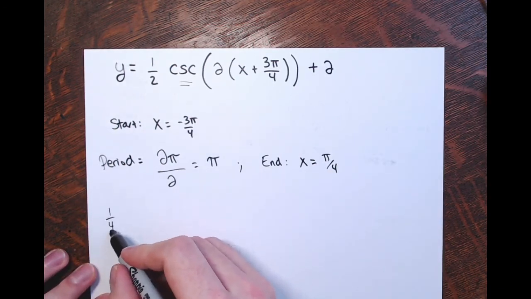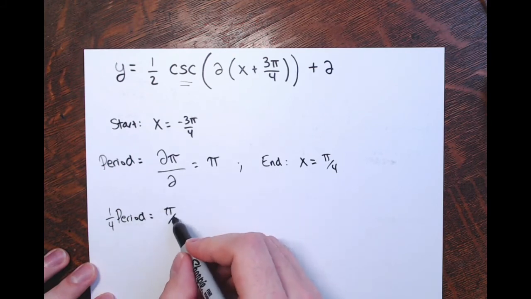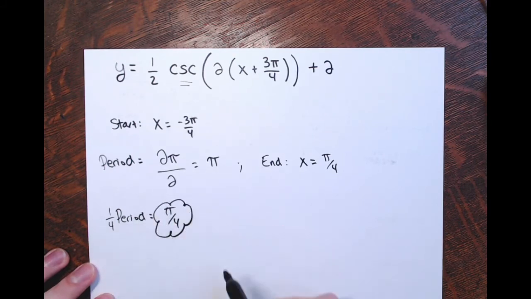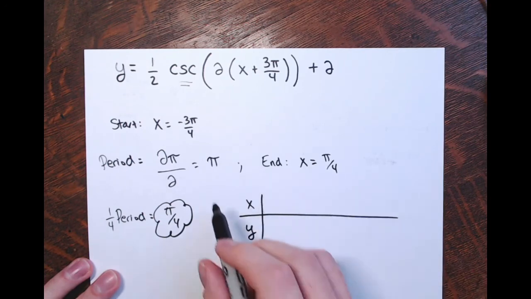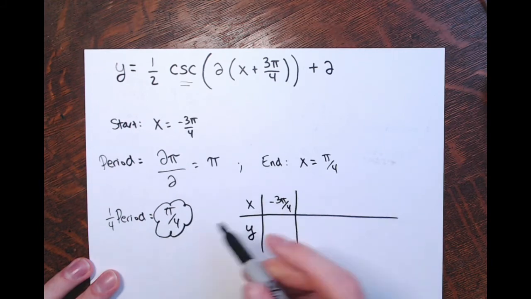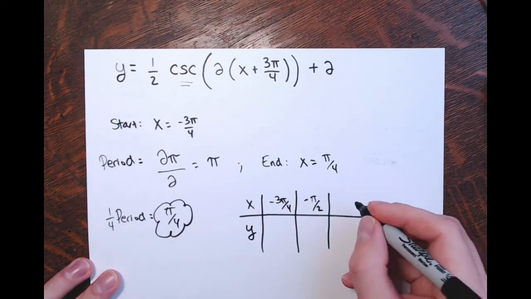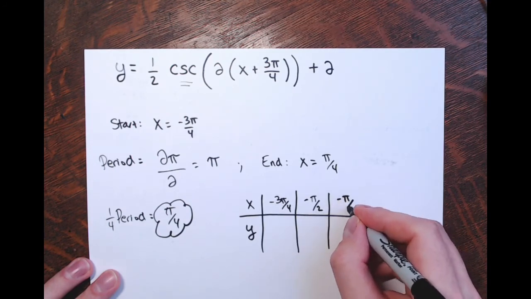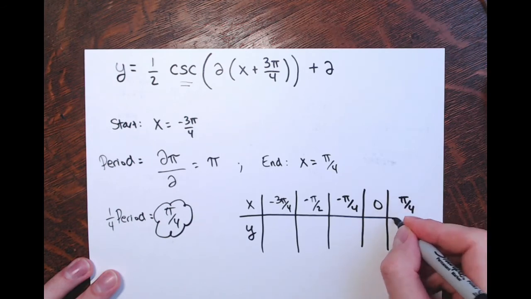And then what's the distance between each key value? A quarter of the period is just pi over 4, so this will be the distance between all my notches. I make a little chart. I start at negative 3 pi over 4, and I'm just going to keep adding pi over 4. So negative 2 pi over 4, which is negative pi over 2, negative 1 pi over 4, then 0, and then positive 1 pi over 4.